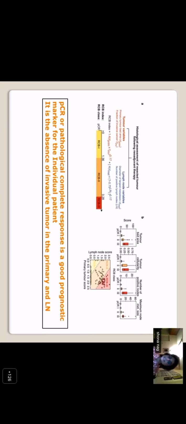It is defined as the absence of invasive tumor in the primary and the lymph node, and one of the ways of calculating it is the RCB class, which is developed by the MD Anderson group, and we use it very, very frequently in our clinic. You include tumor variables, lymph node variables, you feed it into a formula, and you get your RCB index and class.